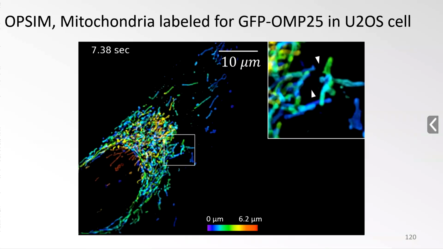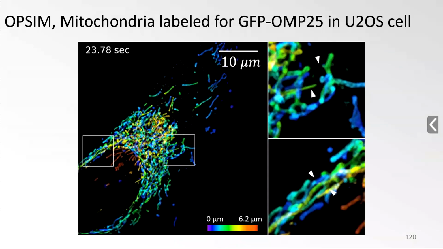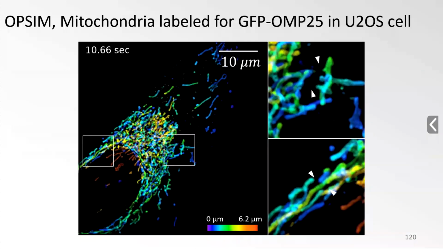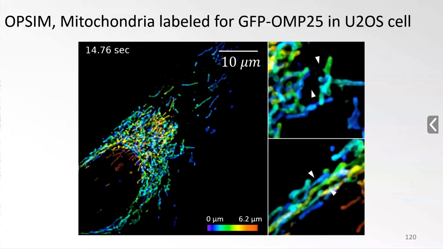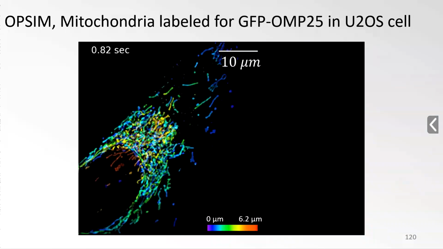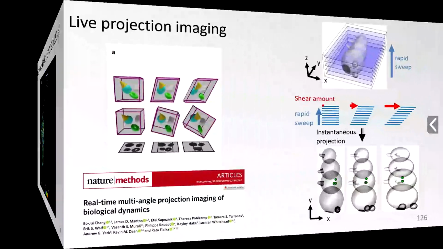Here is another example. So again, it's a mitochondria. This is color-coded in depth. So different color means different depths here, and then I hope that you can also appreciate the fission and the fusion of the mitochondria. Oh, I'm running a little bit slow.